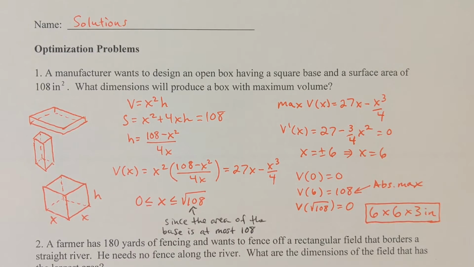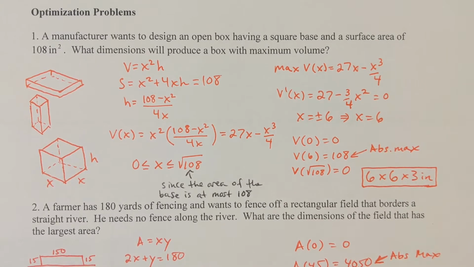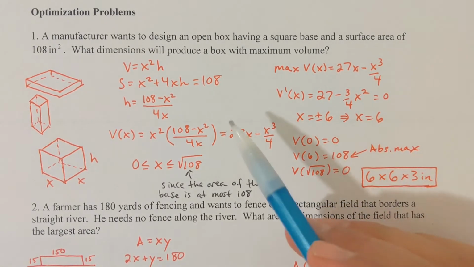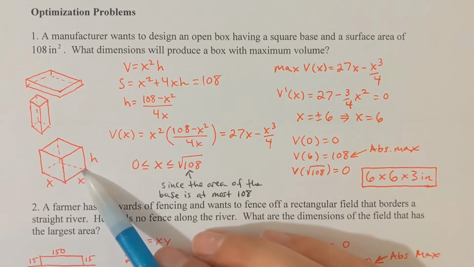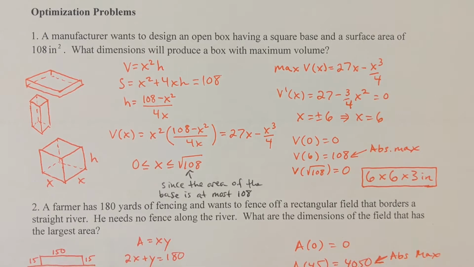It says that a manufacturer wants to design an open box having a square base and a surface area of 108 square inches. What dimensions will produce a box with maximum volume? Okay, so by describing volume, it would indicate that I'm going to do something with volume of a box. The volume of any box is length times width times height. Now, this box has a square base, okay? So I'll let X represent each side of the square base there, and H will represent the height of the box.